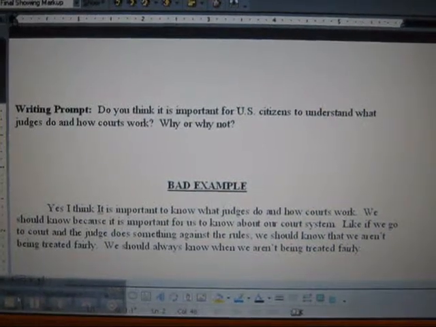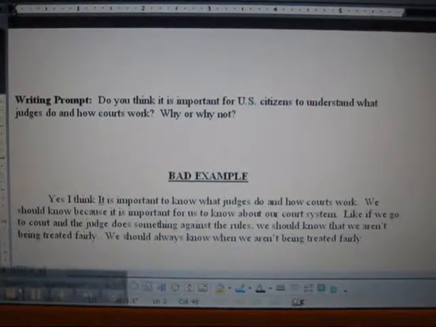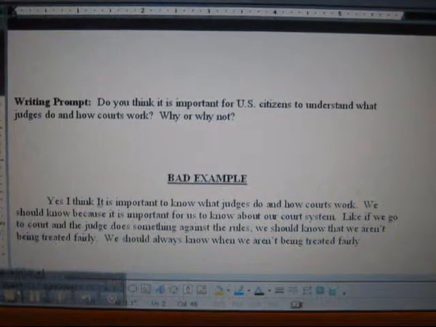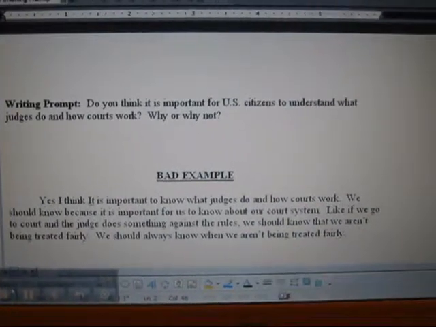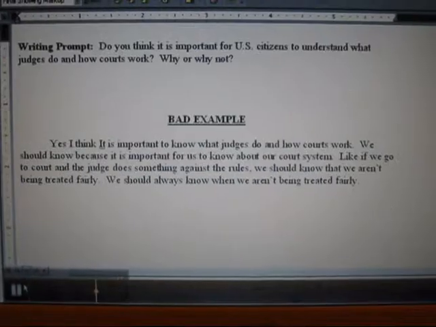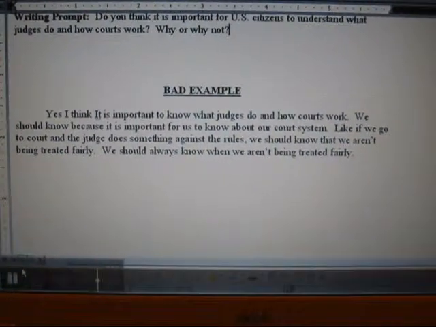So let's go back to our first writing assignment, take a look at the prompt. Do you think it is important for U.S. citizens to understand what judges do and how courts work? Why or why not? Okay, let's look at a bad example, so we know what not to do next time. Okay, let's read through this together. Here we go.